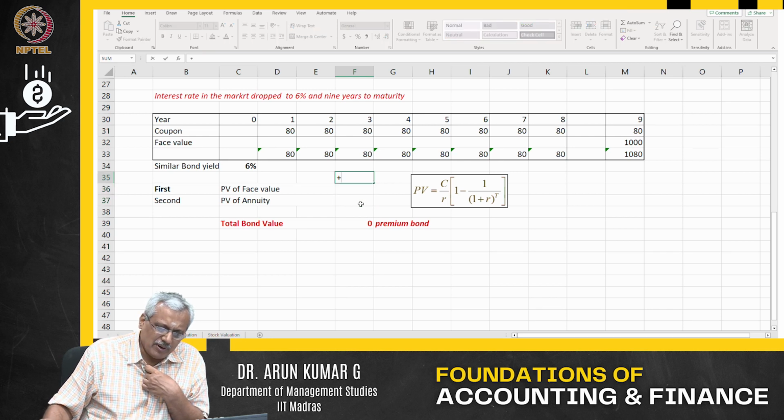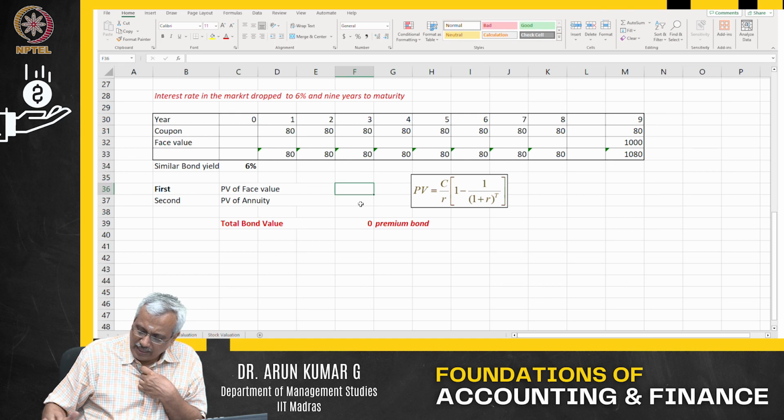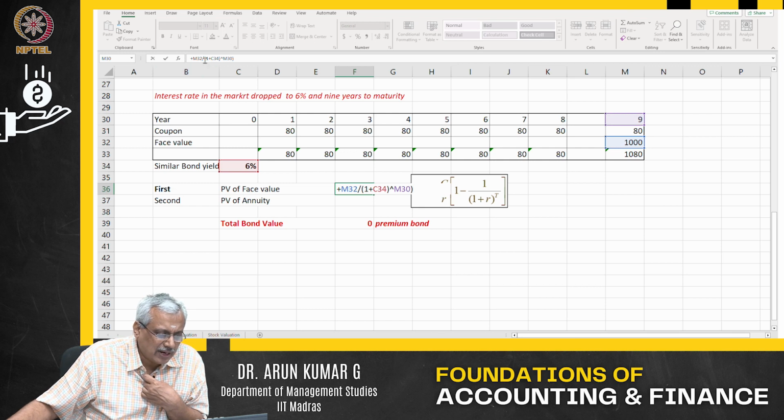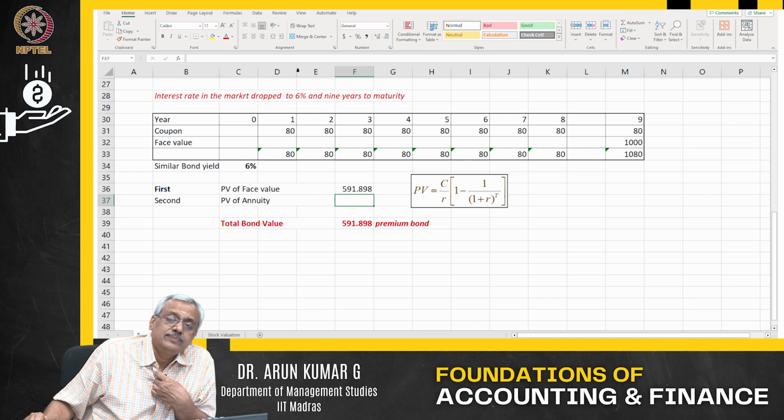Same thing, I am going to look at the present value of the face value. The present value of the face value is this divided by 1 plus R, where R in this particular case is 6%, to the power of 9, because 9 years is what I am going to wait for getting the principal amount, and that is it.